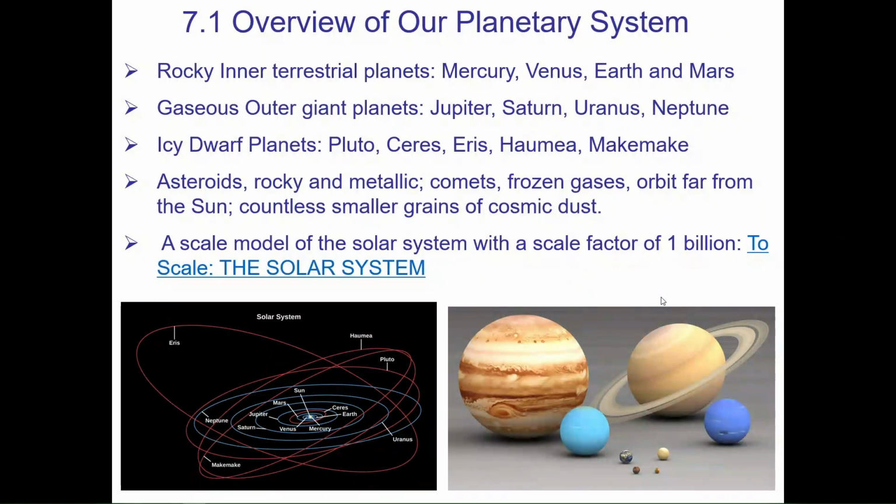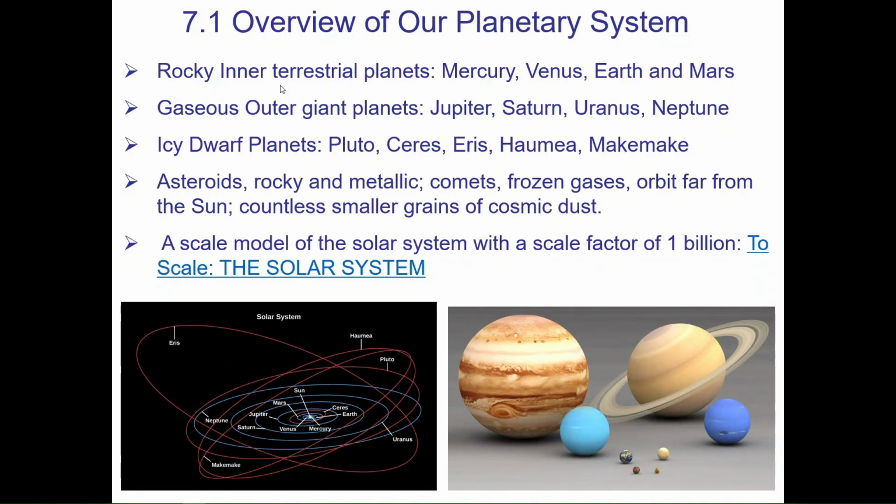We actually put the 8 planets into 2 categories. The first one is the rocky inner terrestrial planets, which include Mercury, which is the closest planet to the Sun, Venus, Earth, and Mars. If you look at this category of planets, one of their shared common properties is that they are very close to the Sun compared to the rest of the planets.